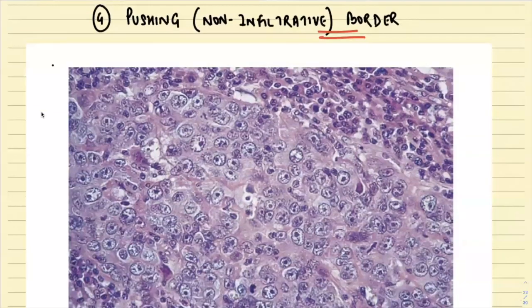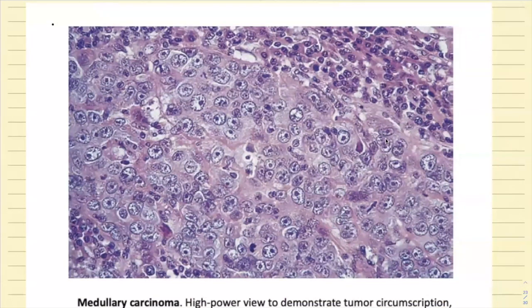Okay. So if you appreciate over here, this is the cell. Can you appreciate they are highly pleomorphic, having prominent nucleoli? Yes. They are growing as a pushing border. They are pushing. And what is this? This is the lymphoplasmacytic infiltrate.